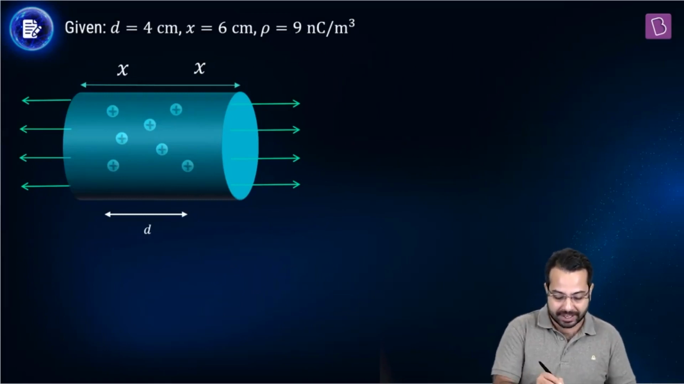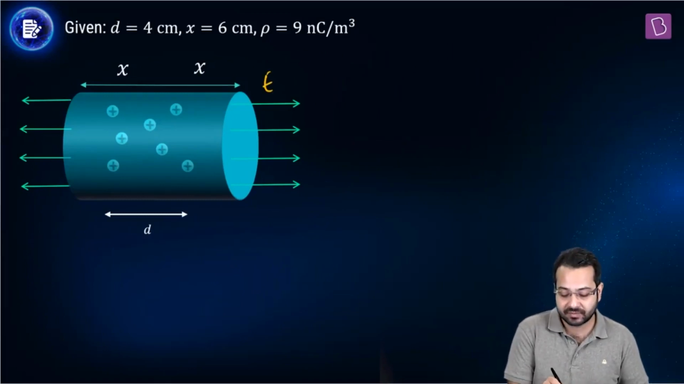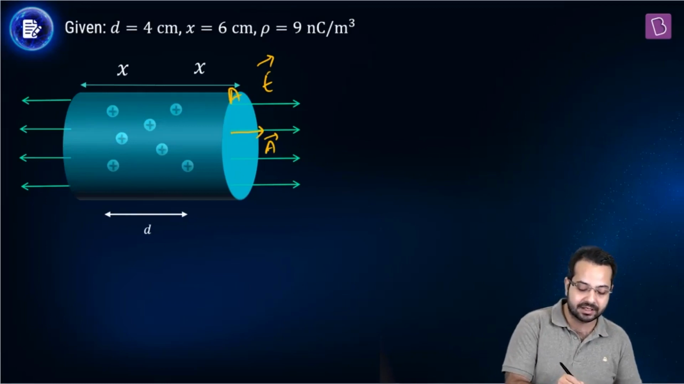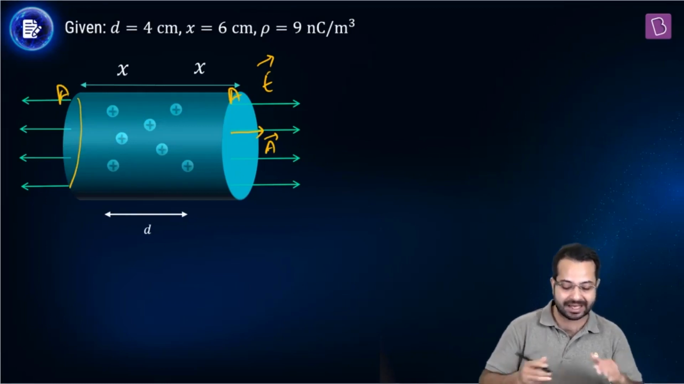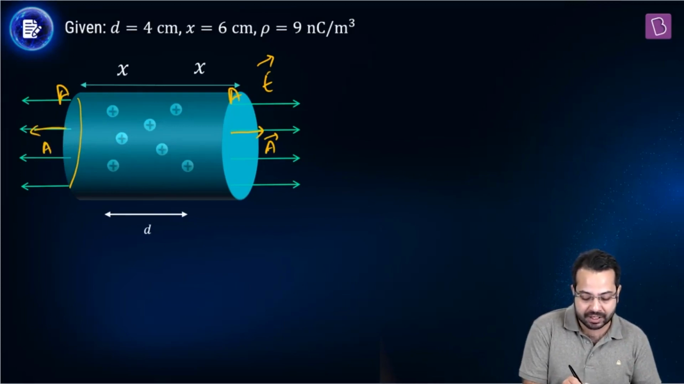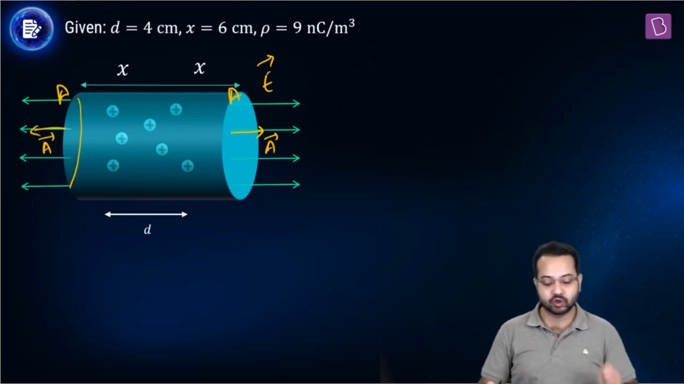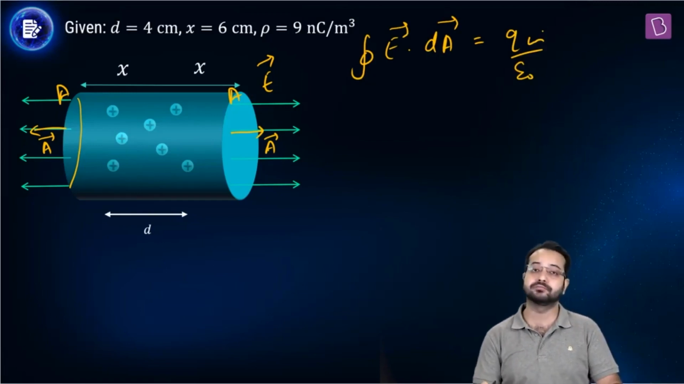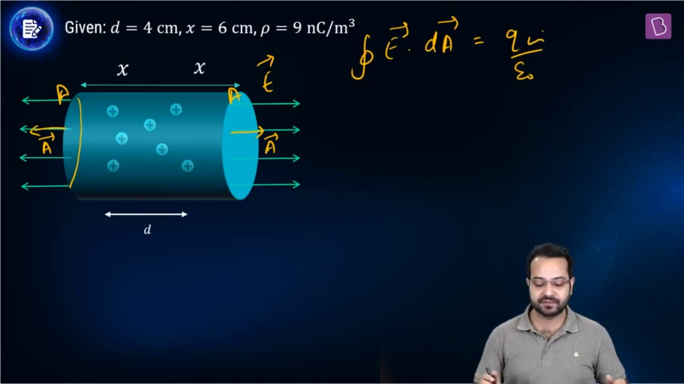All right, so electric field is like this. Area vector for this surface is going to be like this. Let's say the magnitude of the area is A, the magnitude of this area is also A, and then we have a curved surface area. So here also the area vector is going to be like this. So closed integral of E dot dA is equal to Q inside upon epsilon naught. Perfect. So we have three surfaces.